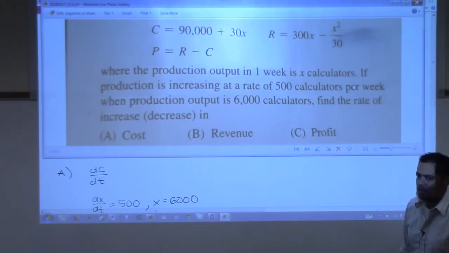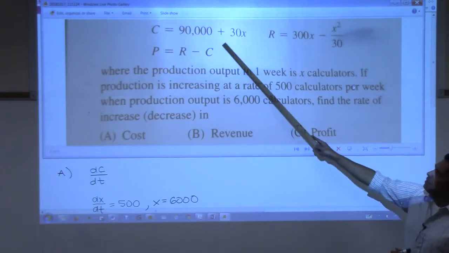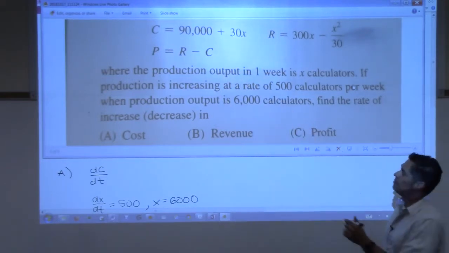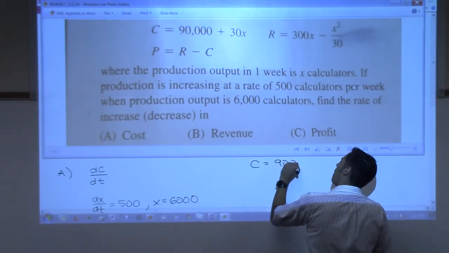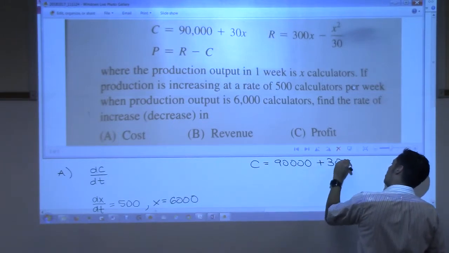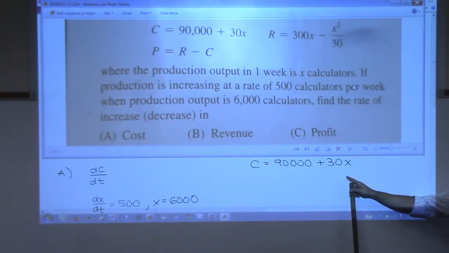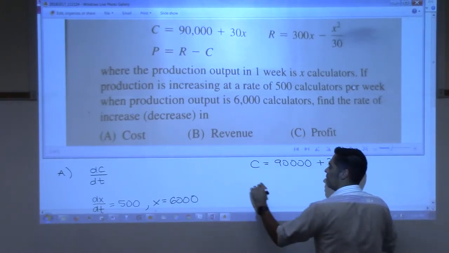What's my next step? Start plugging it in. Yeah, I'm going to plug these in, but plug them into what? I have to take its derivative first, don't I? Yep. So let's take our cost function, 90,000 plus 30x. And let's take the derivative of this with respect to t.